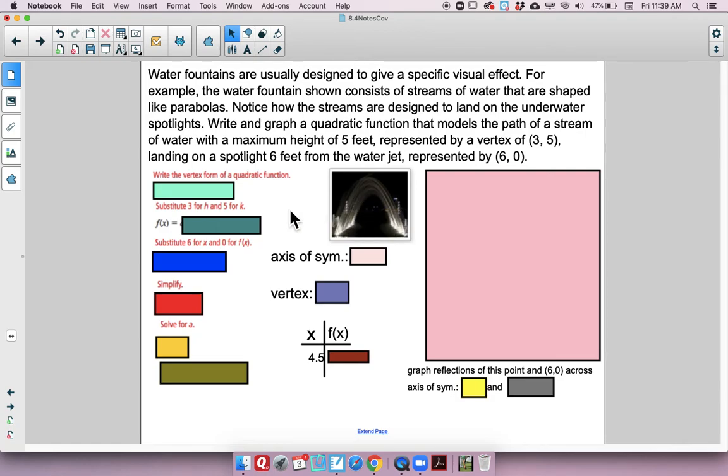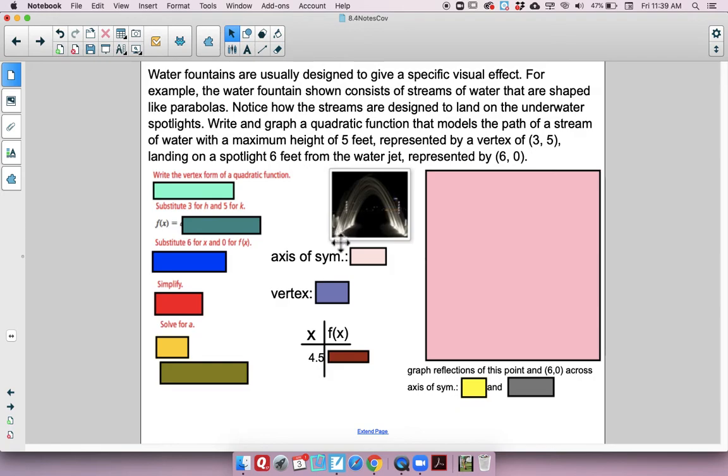Write and graph a quadratic function that models the path of a stream of water with a maximum height of 5 feet, represented by a vertex of 3, 5. That would make sense, because it's one that's opening down, so the highest point would be the vertex. Landing on a spotlight 6 feet from the water jet, represented by 6, 0.